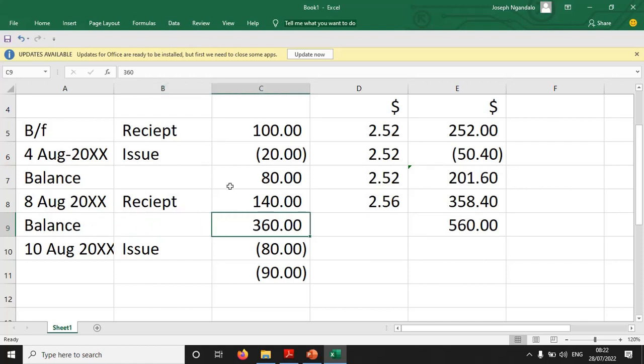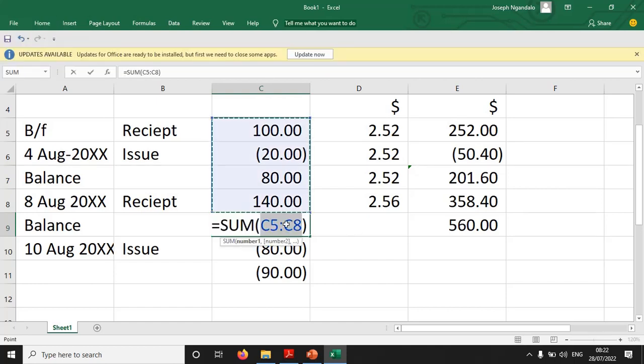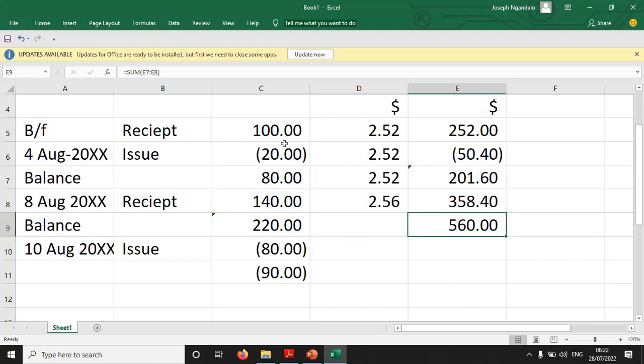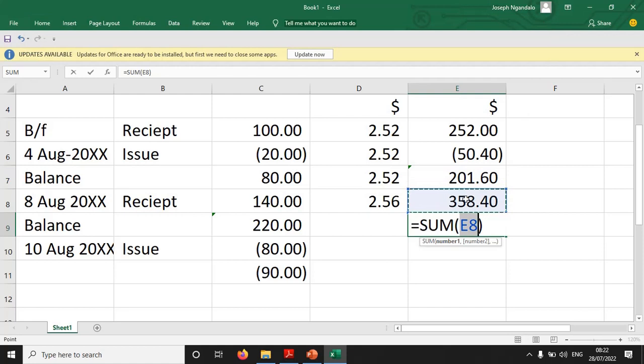I want us to check first of all the sum of 80 and 140. How much do I get? 220. 220? Yes. I've picked up something else. Okay, just a moment. What about here? Is it correct? 5. Yes, it's correct.